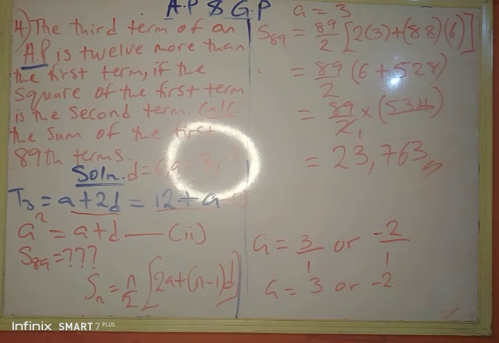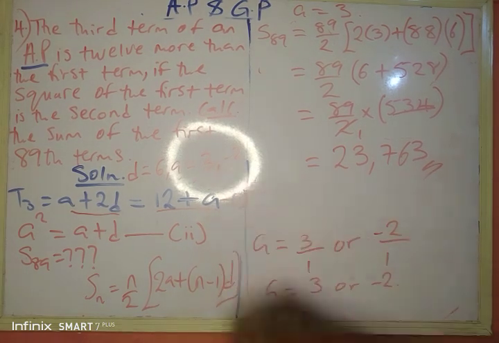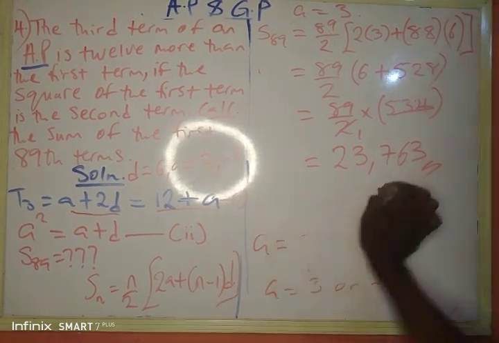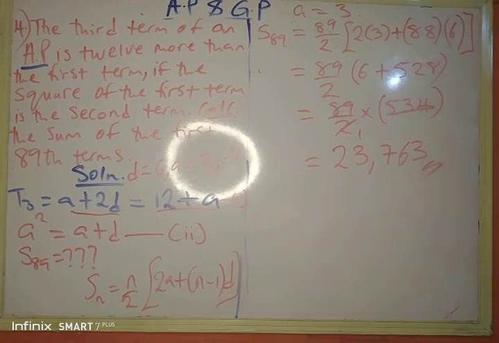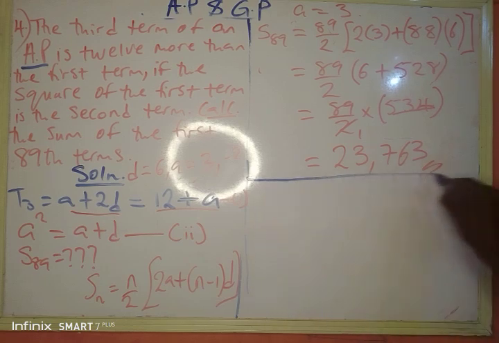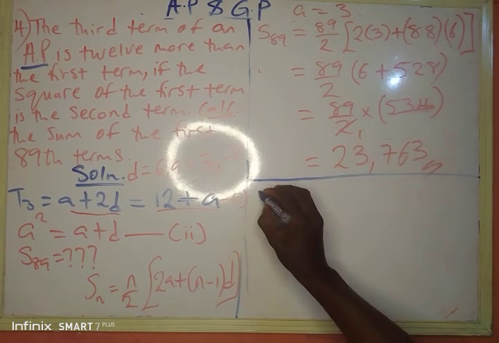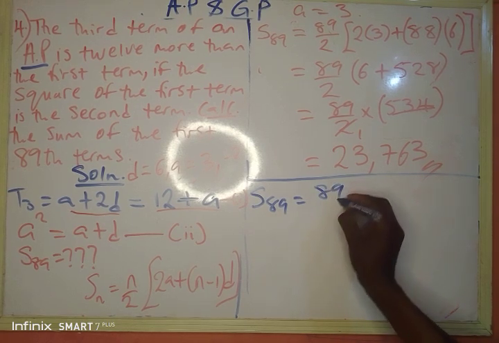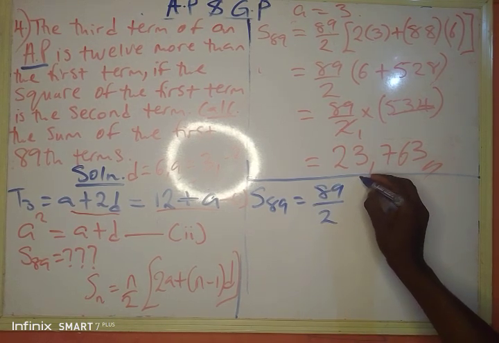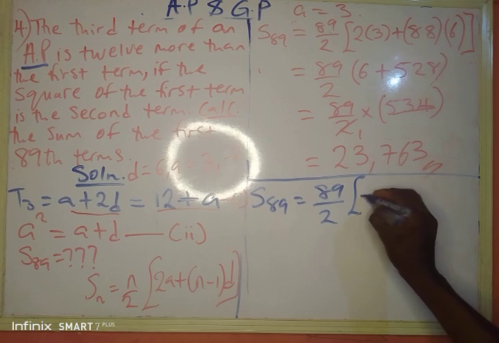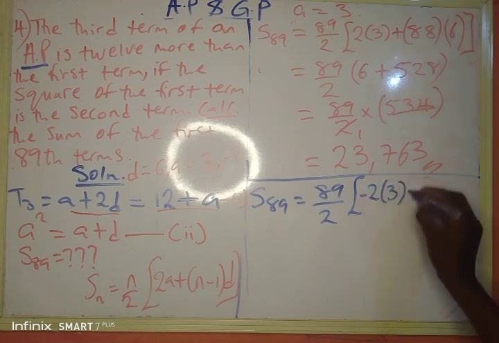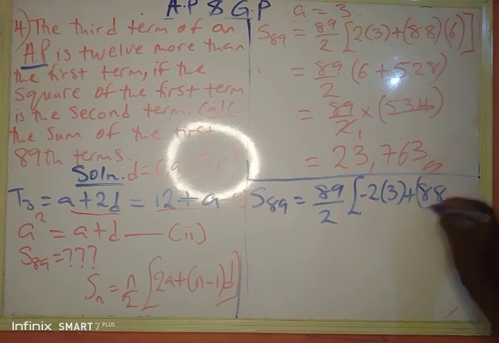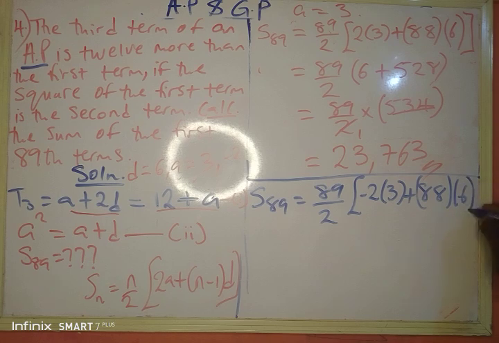Oh, that's not all. Let's test for when a equals minus 2. So what if we use the value of a equals minus 2? What am I going to have? If a equals minus 2, that means S89 equals 89 divided by 2 into brackets minus 2 multiplied by 3 plus 88 multiplied by 6.